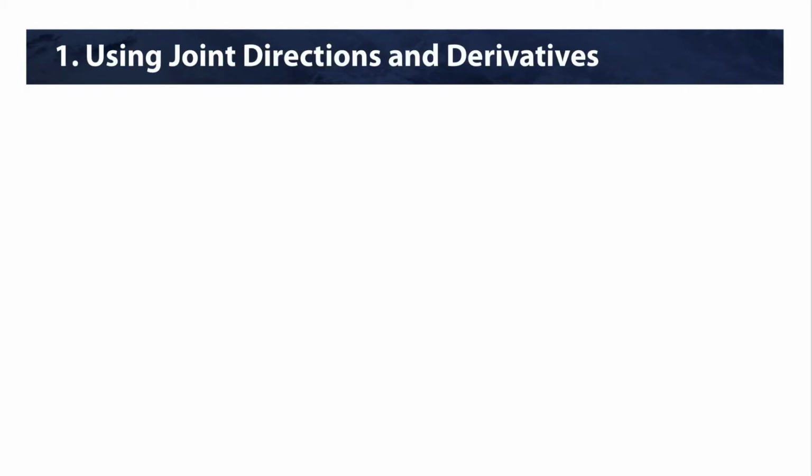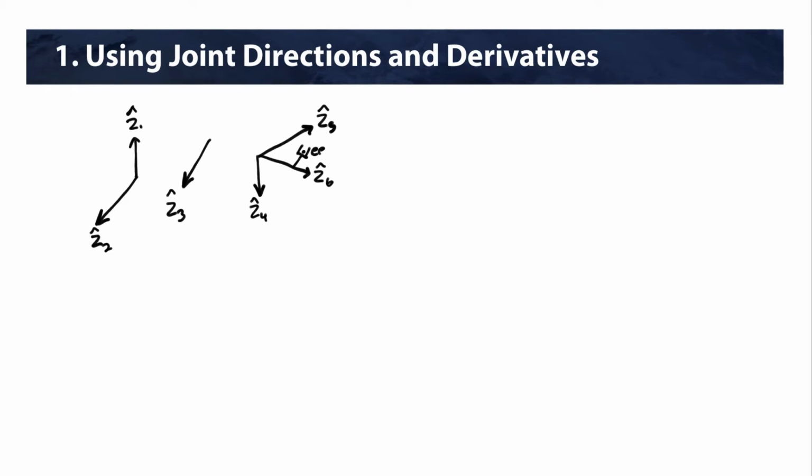If we're using joint directions and derivatives, let's draw a schematic of our joints. Suppose we have Z1 here, Z2 over here, and maybe Z3 is over here. Then suppose we have a spherical wrist, so we'd have Z4, Z5, Z6, and then maybe we have our end effector point here.